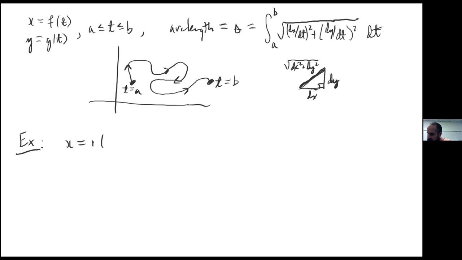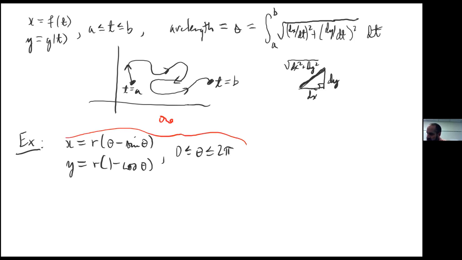x equal to r times (theta minus sine theta), and y equal to r times (1 minus cosine theta), for 0 less than or equal to theta less than or equal to 2 pi. Just to make sure we were all on the same page, what curve is this going to give us? This is the cycloid, and it's one arc of the cycloid.